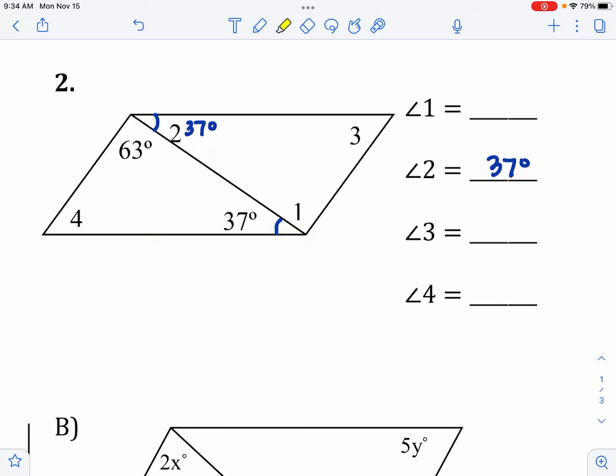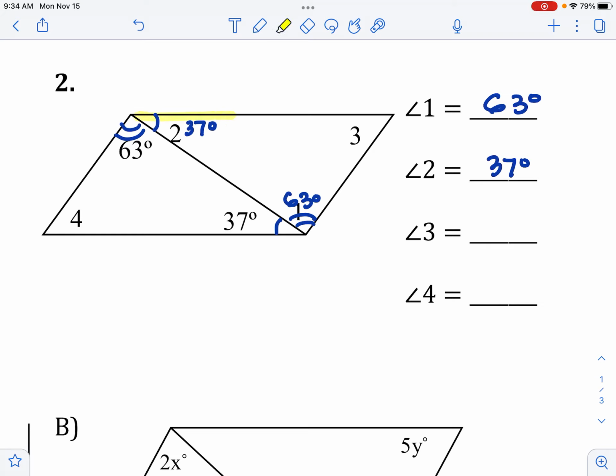Now I can use my other parallel lines. These two lines are parallel, this line and this line, with this transversal. And then I have these two alternate interior angles congruent. So this has to be 63 degrees. So angle 1 is 63 degrees.